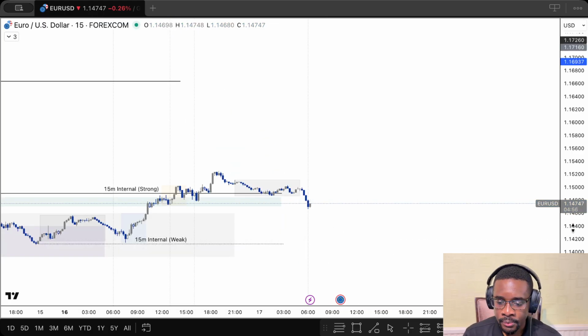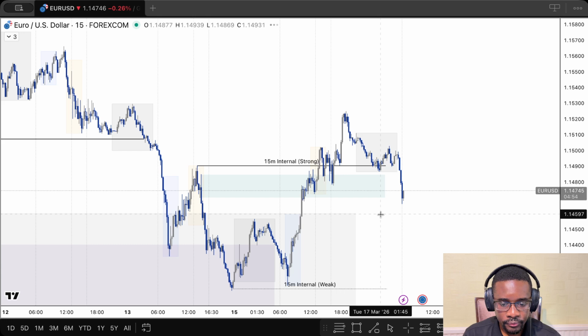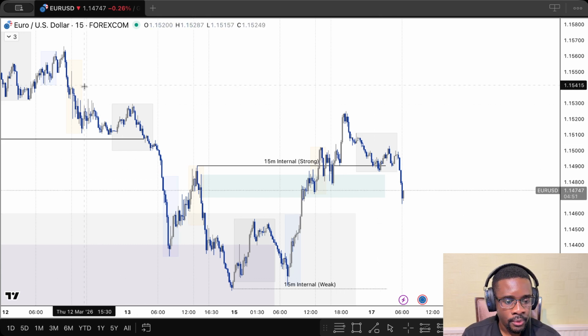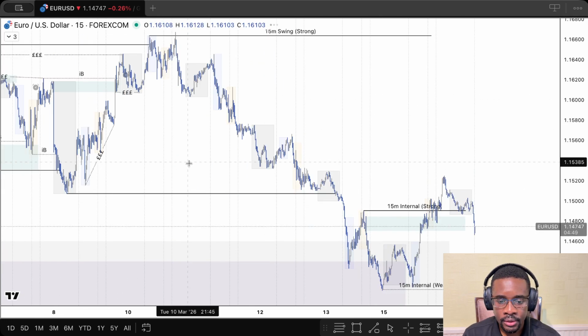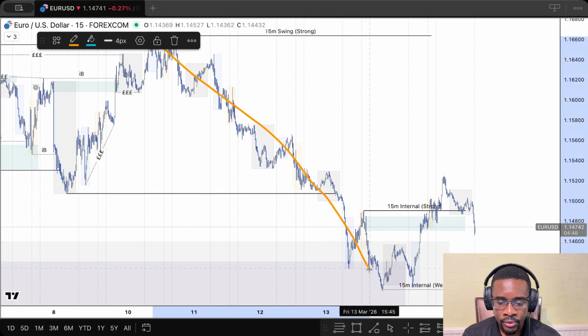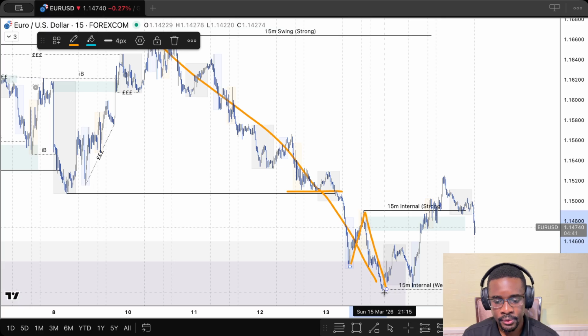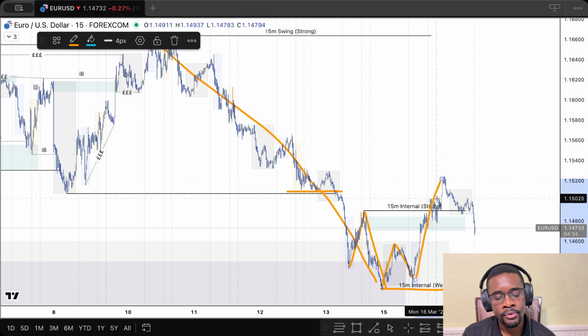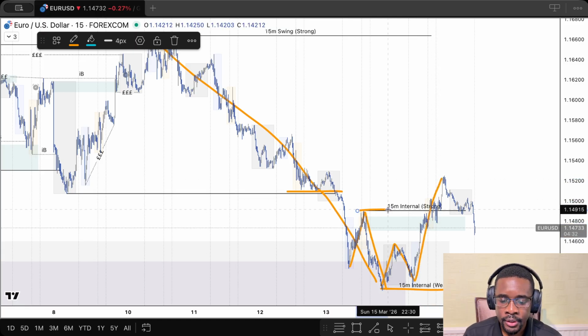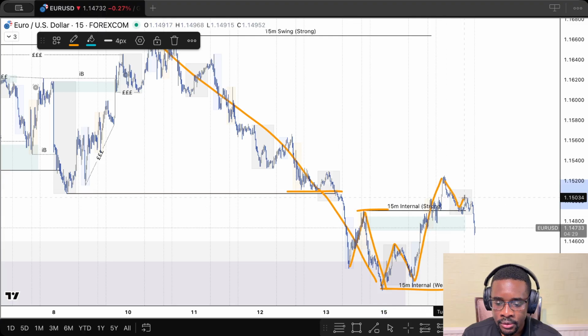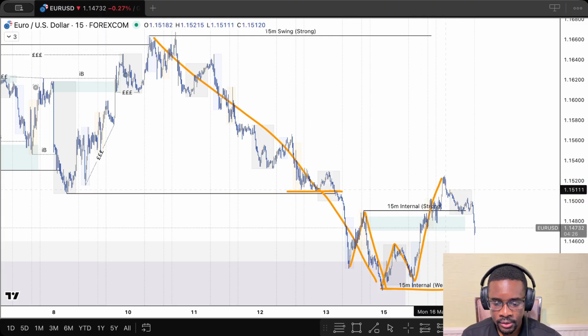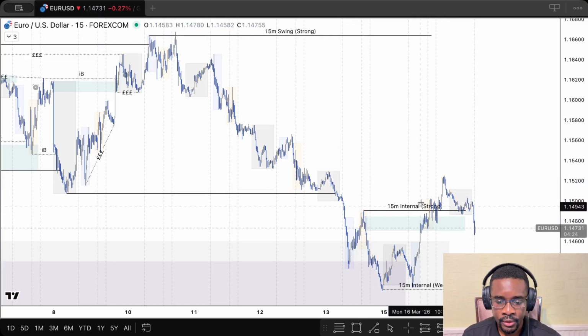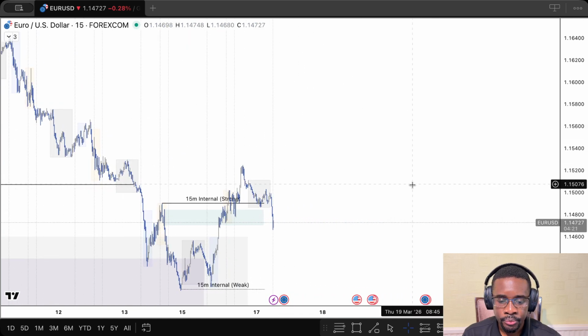So looking at the 15-minute, this was our last swing range, last break of structure. We had a pull up, came down, and then we failed to make a lower low. Now we've come up to make a high, breaking above these highs. So internally, price has shifted bullish.